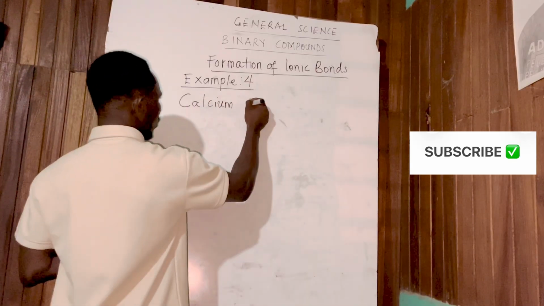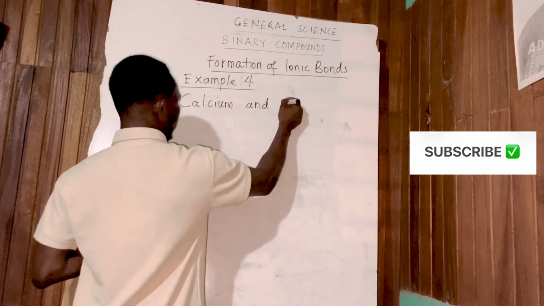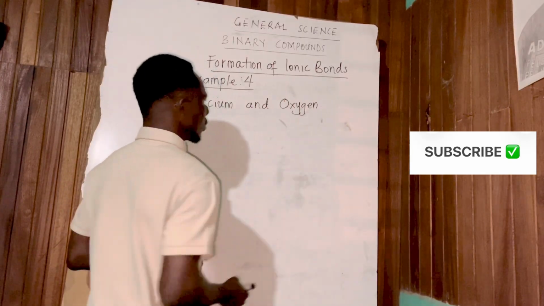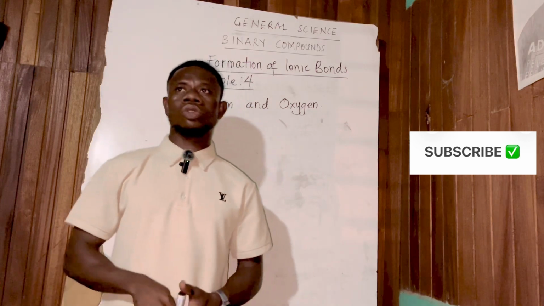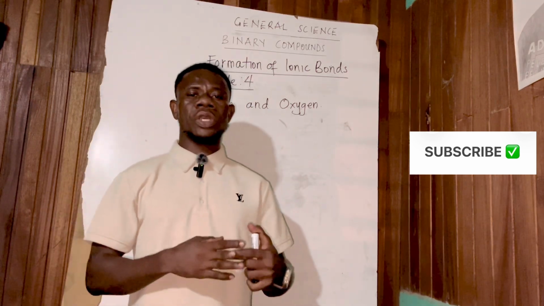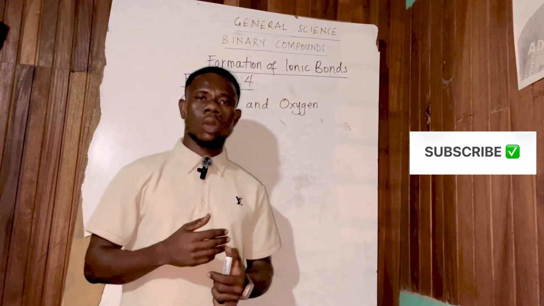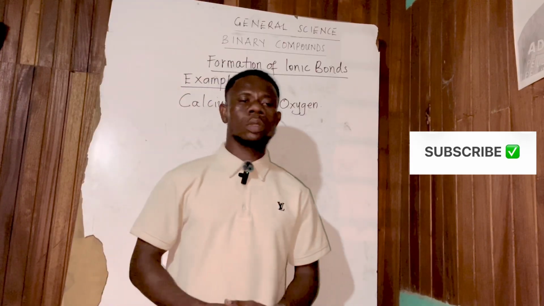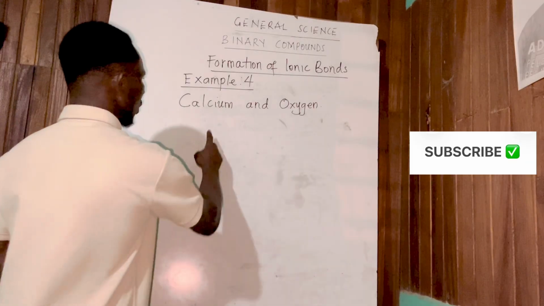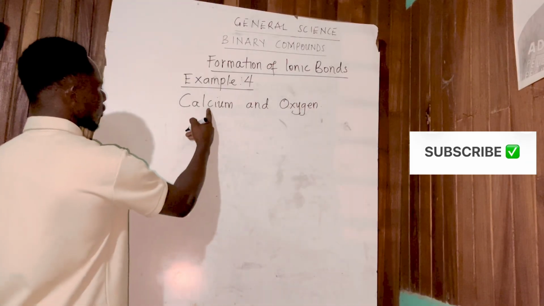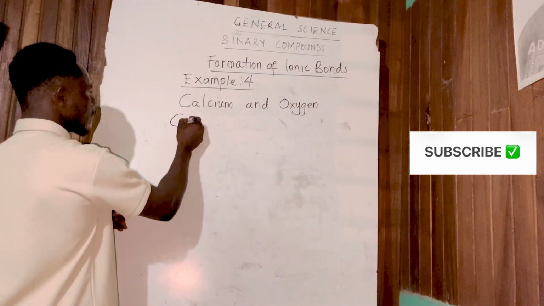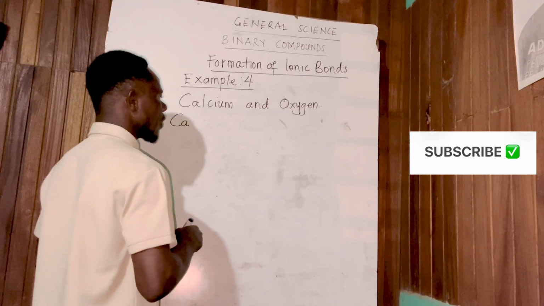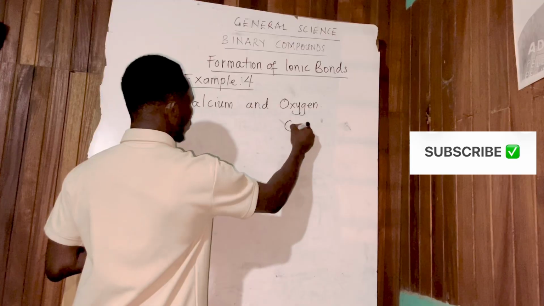So, we are taking calcium and oxygen. We are to draw the formation of calcium and oxygen using their electronic configuration. So let's do it. Calcium has the symbol Ca on the periodic table. Oxygen has the symbol O.